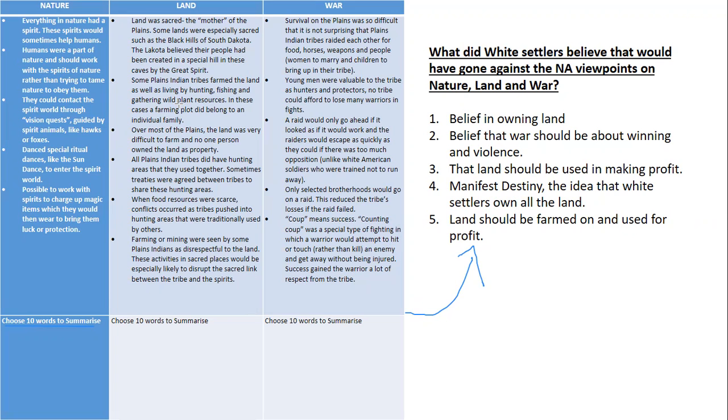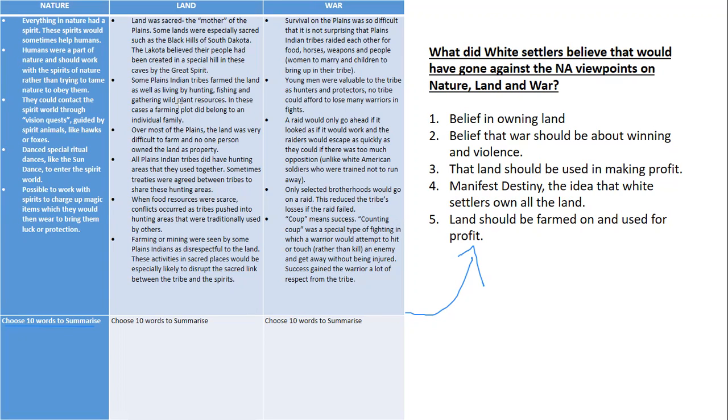Secondly, land. Land was sacred, the mother of the plains. Now, there were some parts that were more sacred than others, like the Black Hills of Dakota. And the Lakota Sioux believed that people had been created in this special hill in caves by the great spirit Wakantanka. Some Plains Indian tribes farmed the land as well as living by hunting, fishing, and gathering.